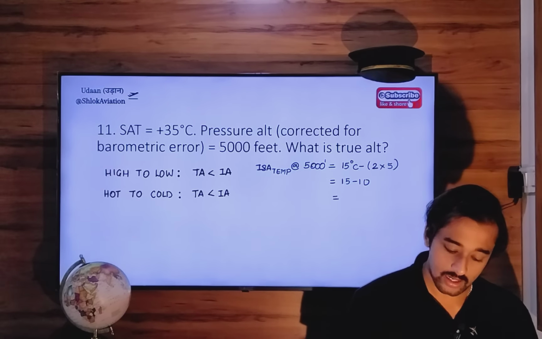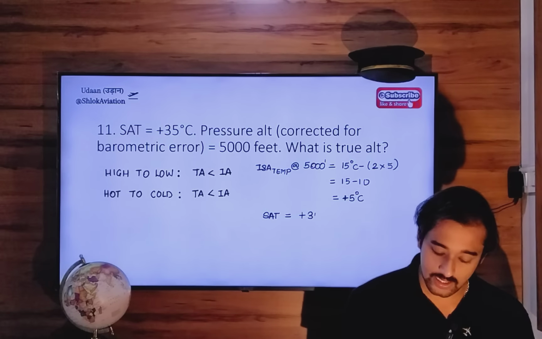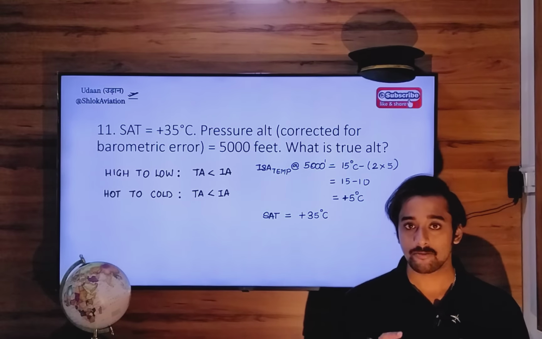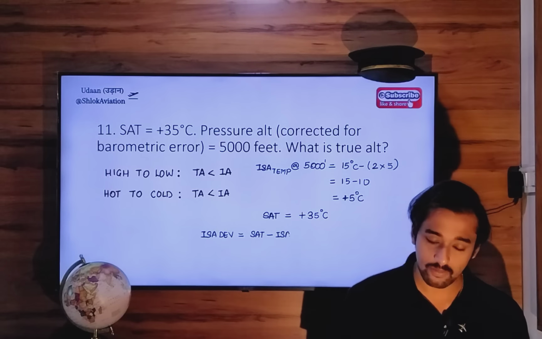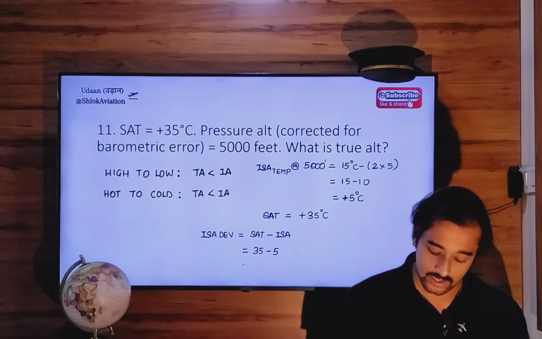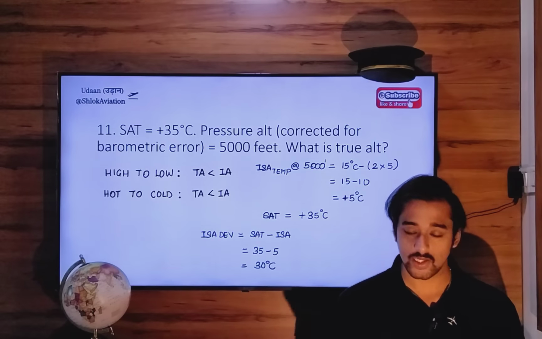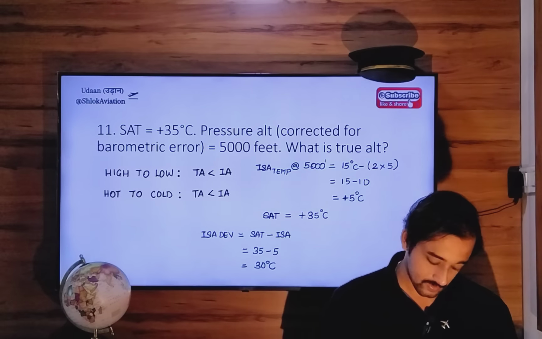But what is the actual temperature? The actual temperature is plus 35 degrees Celsius. So that means the static air temperature is different from the ISA temperature. There is a deviation between them. So ISA deviation is static air temperature or ambient temperature minus ISA temperature. That is equal to 35 minus 5, which is equal to 30 degrees Celsius. This is the deviation between ISA temperature and ambient temperature.